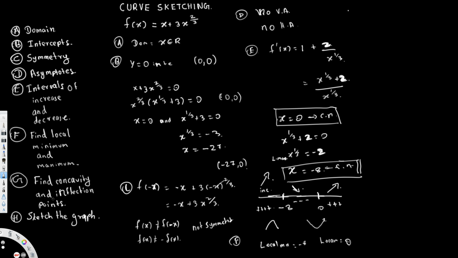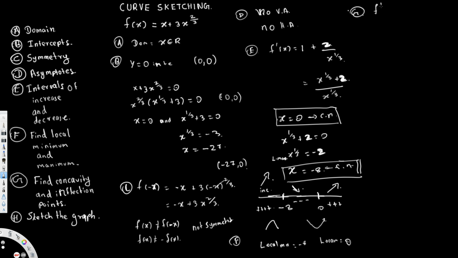G part is asking to find concavity and the inflection points. To find that, I have to take the second derivative. In this case, it's easy to take the second derivative of this one, because for the other form I would have to use the quotient rule and stuff like that. So to avoid that, I can take this one and find the second derivative.